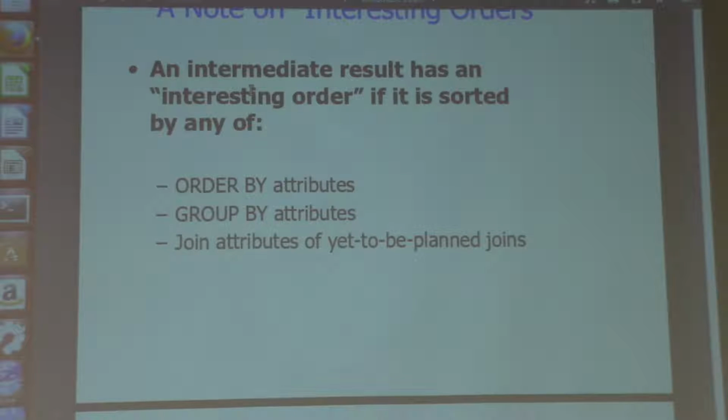By the way, this is in addition to the best plan you keep, meaning that you never throw away the best local plan. You keep that, and in addition to that, you keep the interesting order. And the last one is not so obvious, actually. Order by and group by, that's obvious, right? The last one says the join attributes of yet to be planned joins.